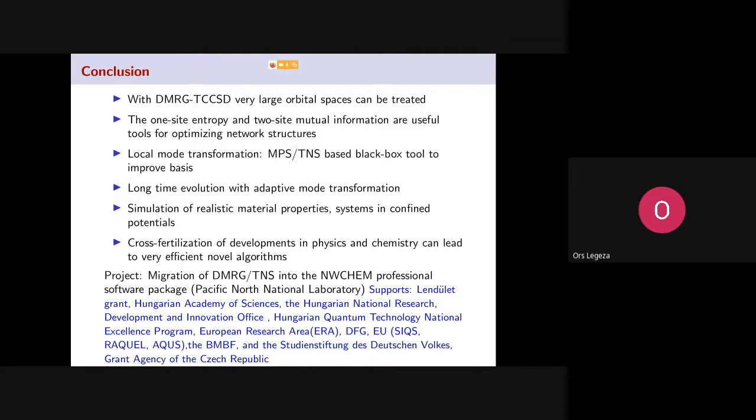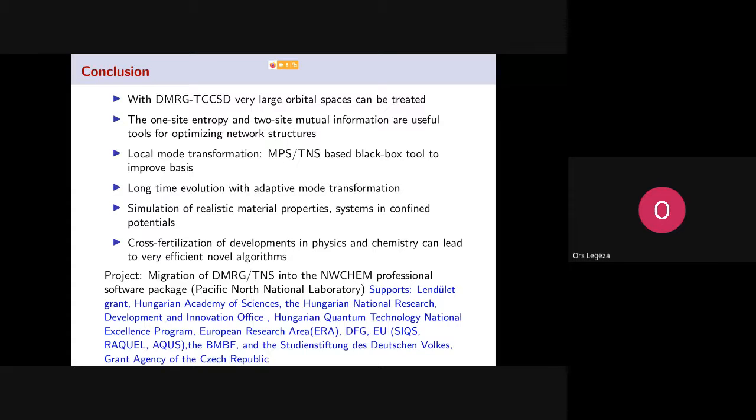So I will just conclude the talk: with DMRG TCCD, very large active spaces can be treated. These different entropy measures are useful tools to optimize networks and, of course, to gain information about the system. This local mode transformation is very important, and it has an important connection also to what Steve White presented yesterday about his approach. So there must be some kind of connection. It would be good to study this in the future.